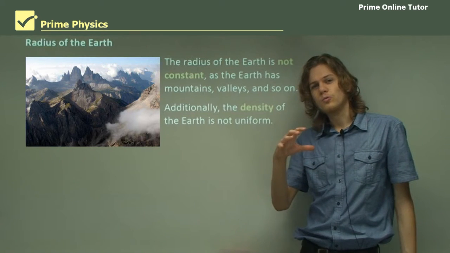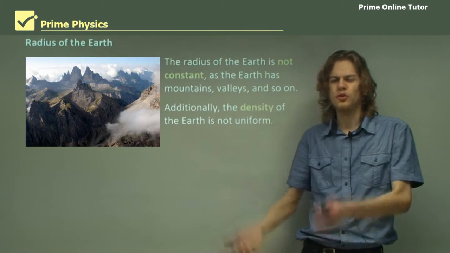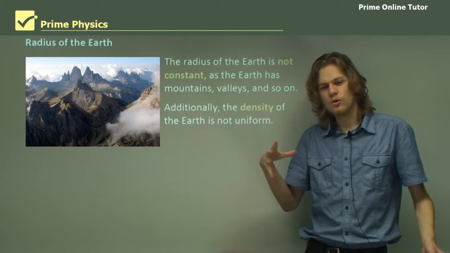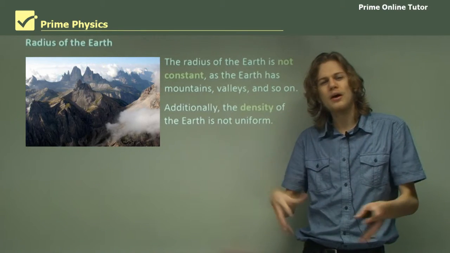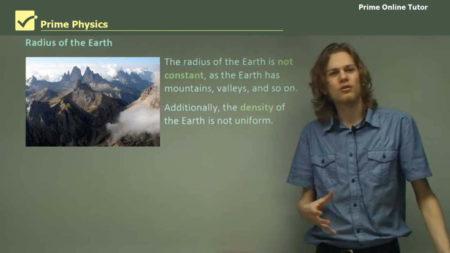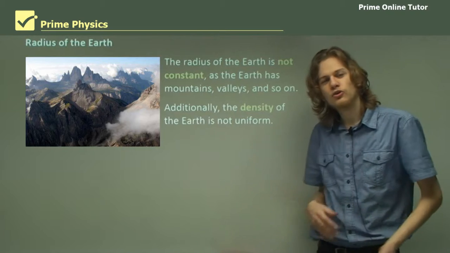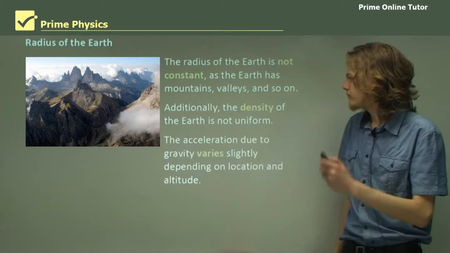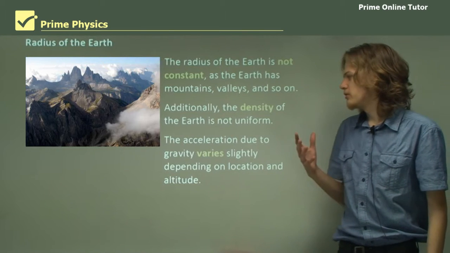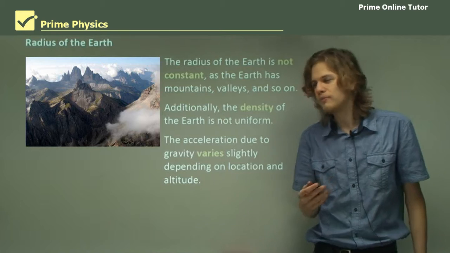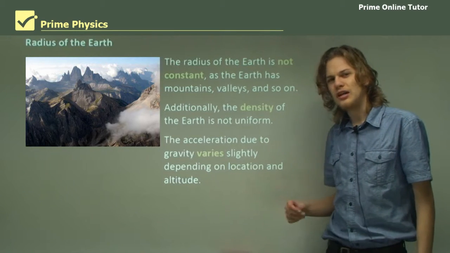So even if the Earth was completely flat and there weren't any mountains or valleys or that sort of thing, it might be that concentrated deposits of metal or something would mean that the ground under your feet is slightly heavier than the ground under someone else's feet. So once again, the gravitational field would be a little bit different. So this means that the acceleration due to gravity varies depending on where you are on the Earth, but only a tiny bit.